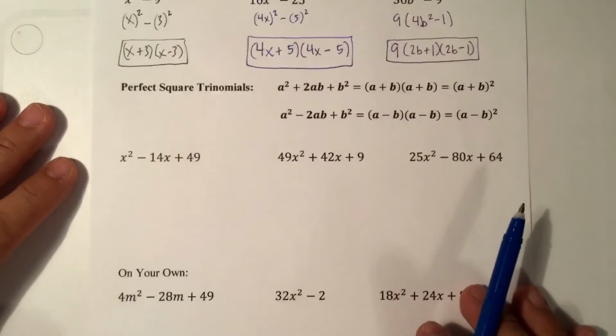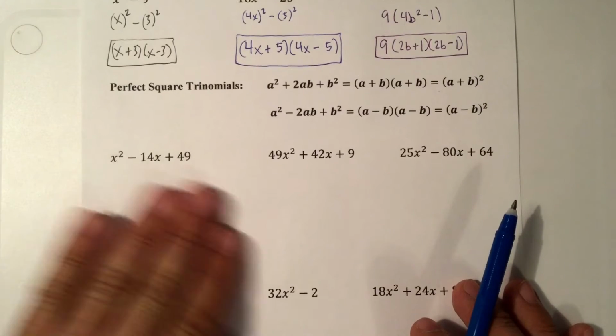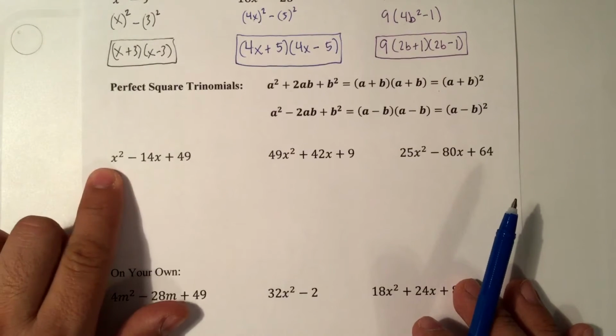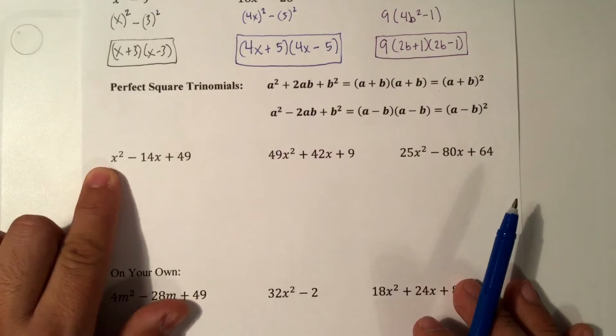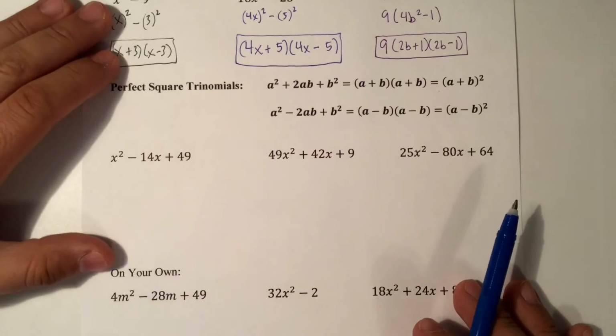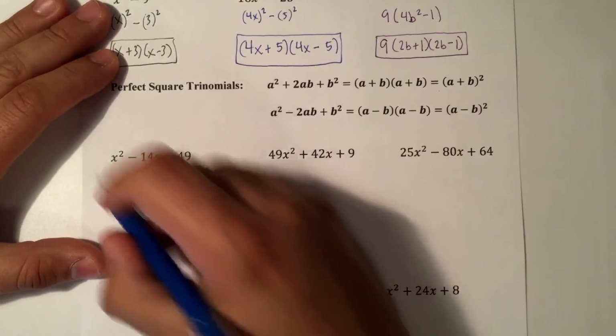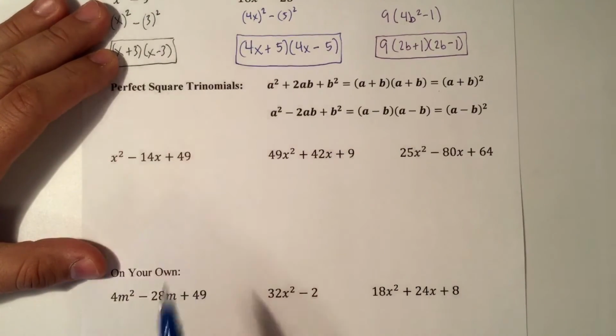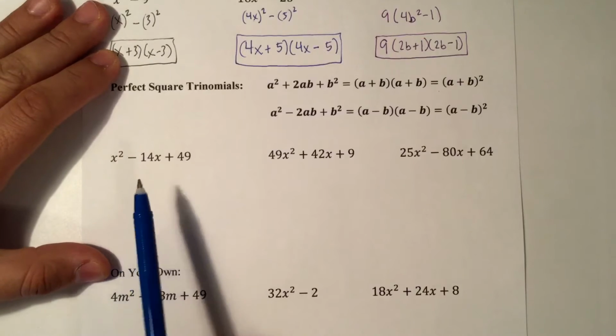So let me show you how this works. When you see a trinomial, if you see the first term is a perfect square, because x squared is a perfect square, and you see the last term is a perfect square, 49 is a perfect square, you take the square root of each one. So the square root of x squared, actually, before that, let me go through the steps, because that's one thing I need to make sure I do.